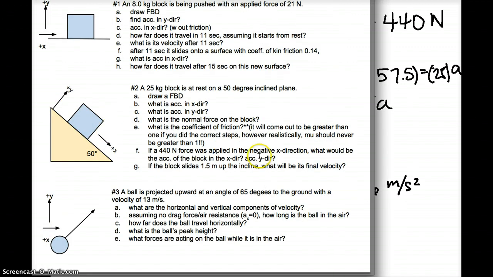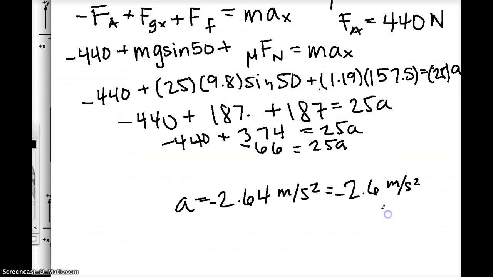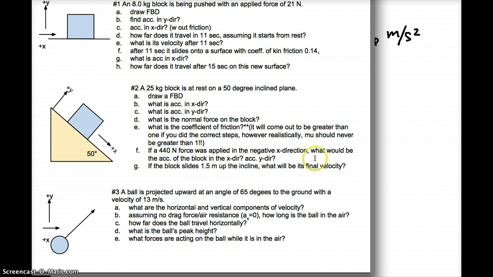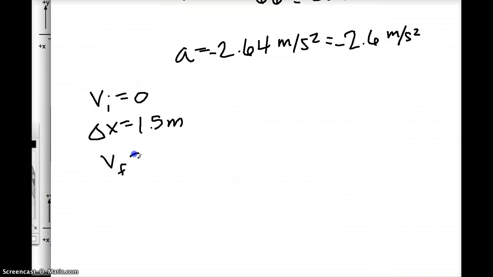This block is moving upward. And the second part of this part, F, acceleration in the y direction, it's still not moving in this direction along this dimension. So acceleration in the y direction is 0. Part G, if the block slides 1.5 meters up the incline, what will be its final velocity? This is assuming that the block starts from rest. So we have our acceleration, initial velocity 0, the amount of displacement is 1.5, and we want to know the final velocity.